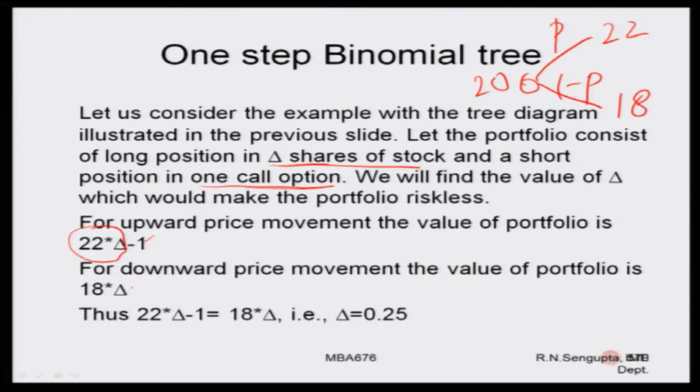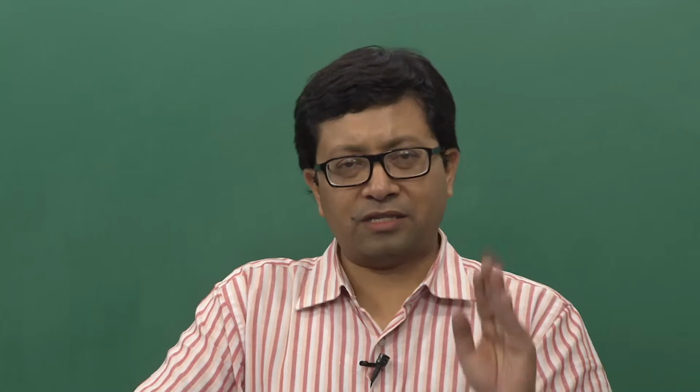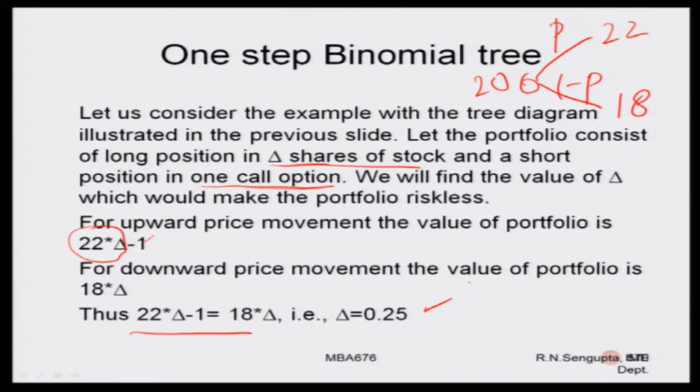So, the even out position would be what? In one instant, when the price increases, it would be 22 into delta minus 1, because the call option has been exercised, and in the downward trend it would be 18 into delta. If they are of the same value, you equate them and you find delta to be 0.25. This means that if the price is 20 as of today, and the price is going to increase with probability p to 22 and decrease with probability 1 minus p to 18, then the number of stocks you would buy in order to make an even out position would be 0.25, which is 1/4 of a stock.